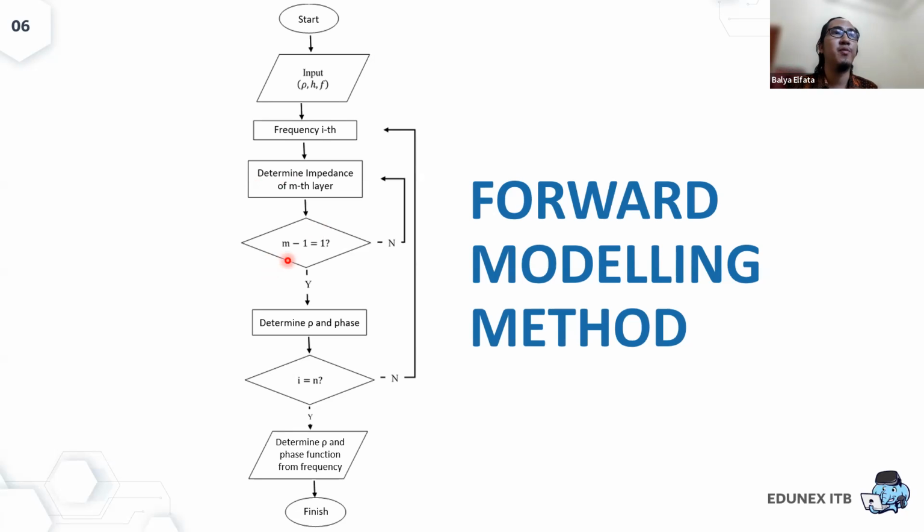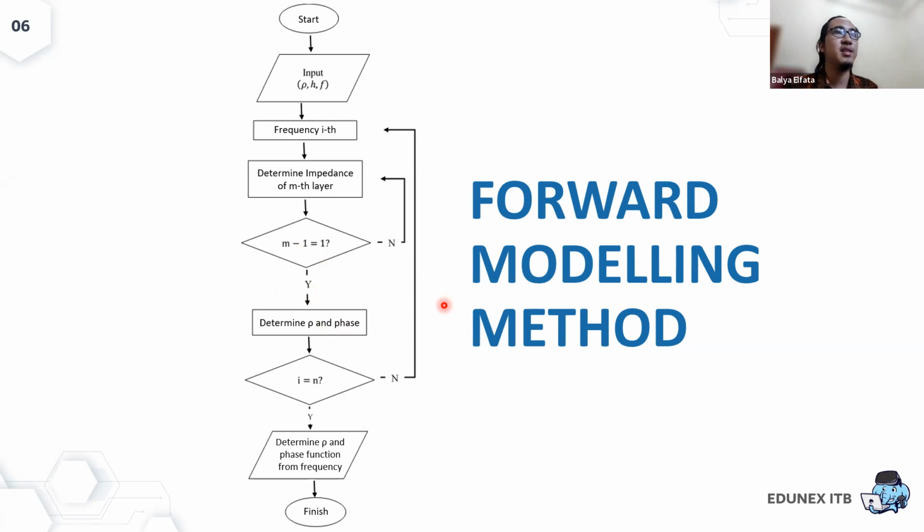M minus 1, for example, we have 5 layers. We're going to start from the undermost layer, which is 5, M equals 5. And we're going to minus 1 until we reach the uppermost layer. And then we're going to determine the rho and the phase from the impedance.